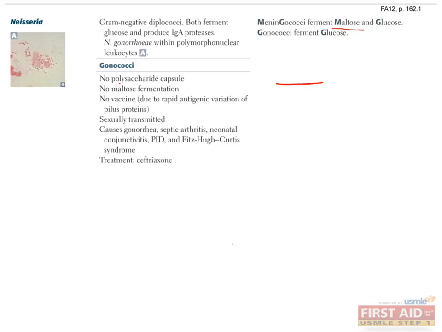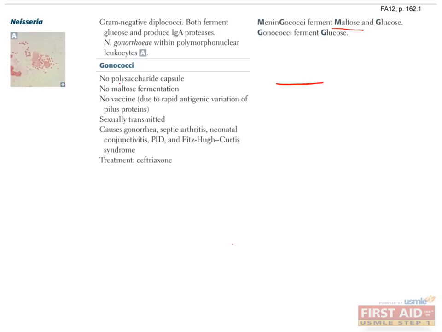Thayer-Martin medium contains VPN agar, which consists of vancomycin, polymyxin, and nystatin. Vancomycin inhibits growth of gram-positive organisms. Polymyxin inhibits other gram-negative organisms, and nystatin inhibits fungi, so that only Neisseria will be able to grow. Gonorrhea is transmitted via unprotected sexual intercourse.